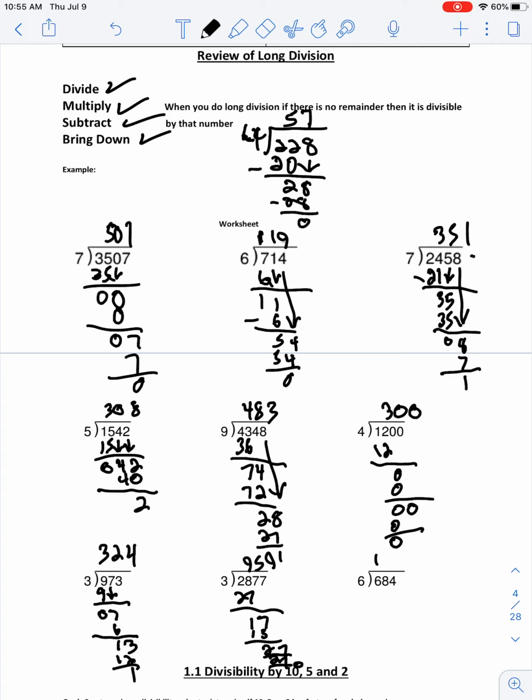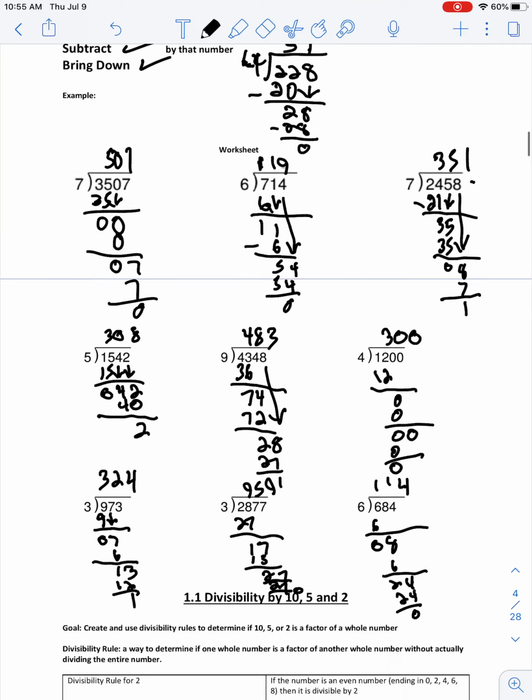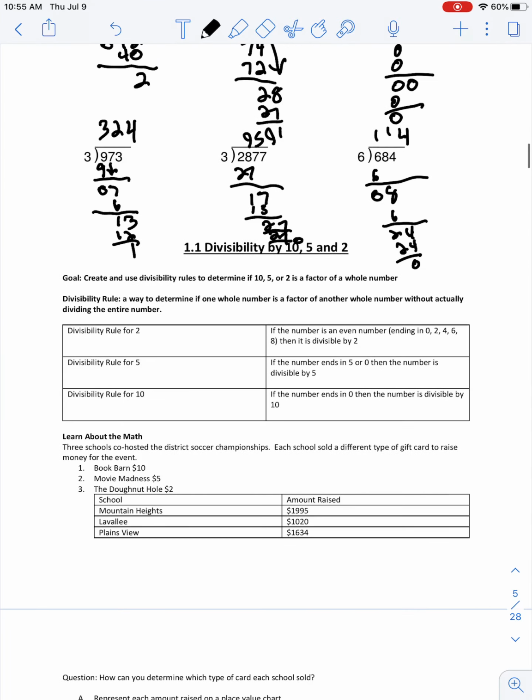6 goes into 6 once. Get a remainder of 0. Drop the 8. 6 goes into 8 one time. I get 6. 2, drop the 4. 6 goes into 24 3 times, or 4 times, I should say. And I get 24 with a remainder of 0. And that is a review of long division. Okay? All right.